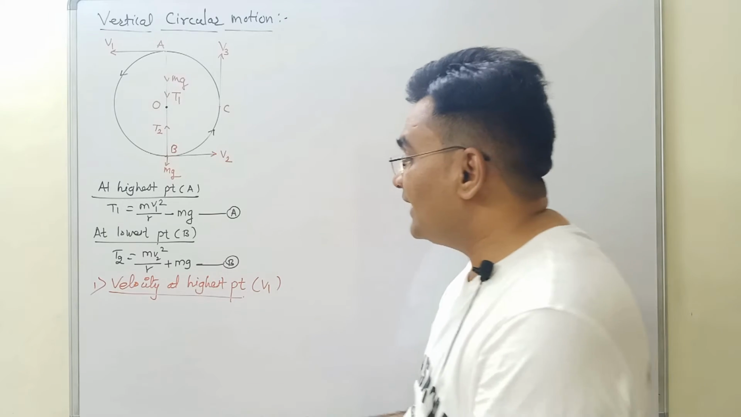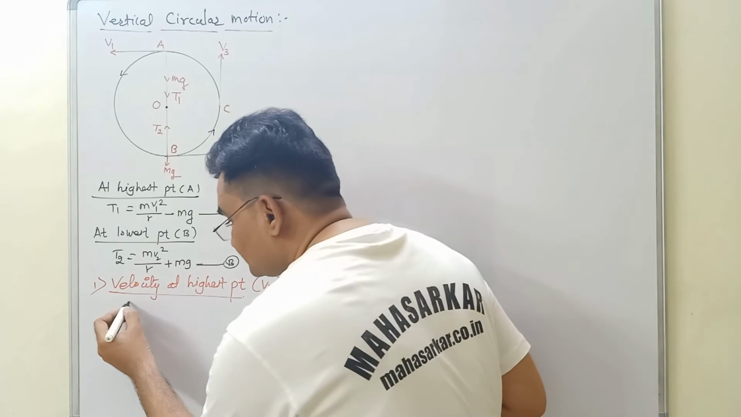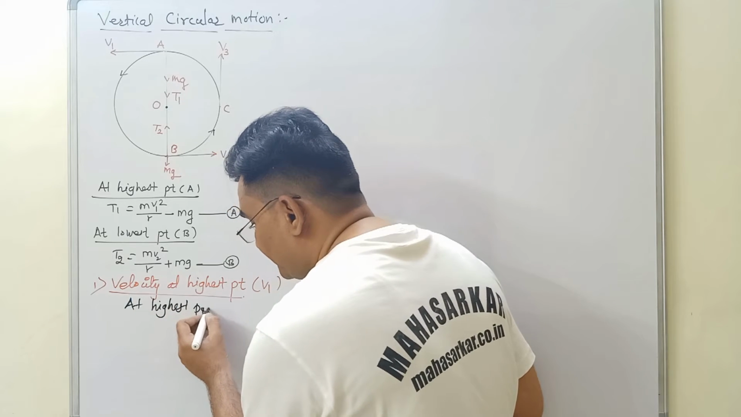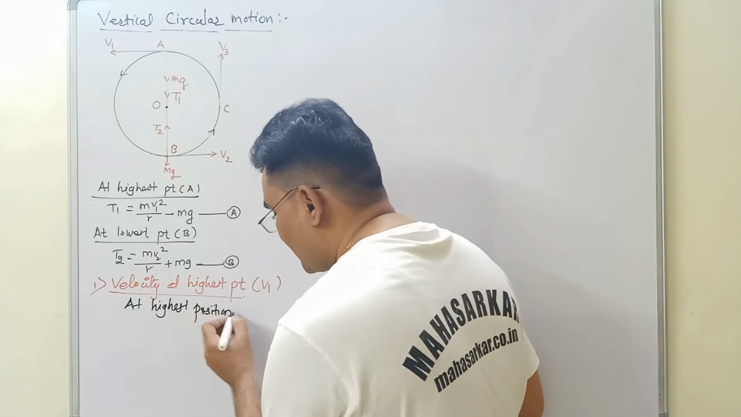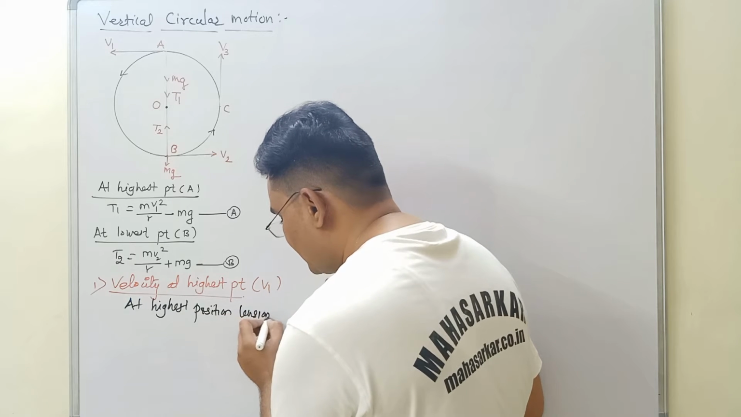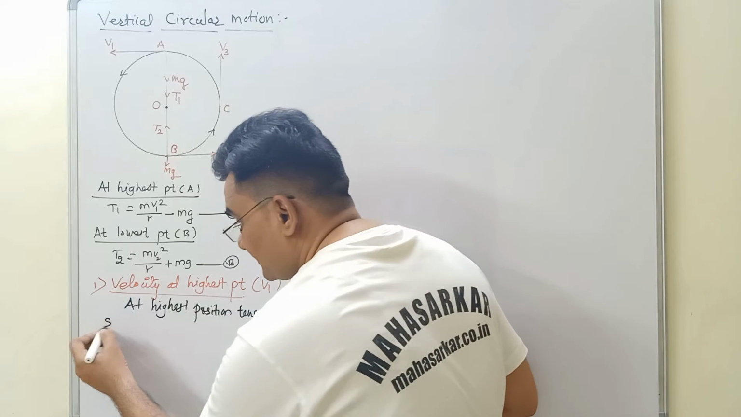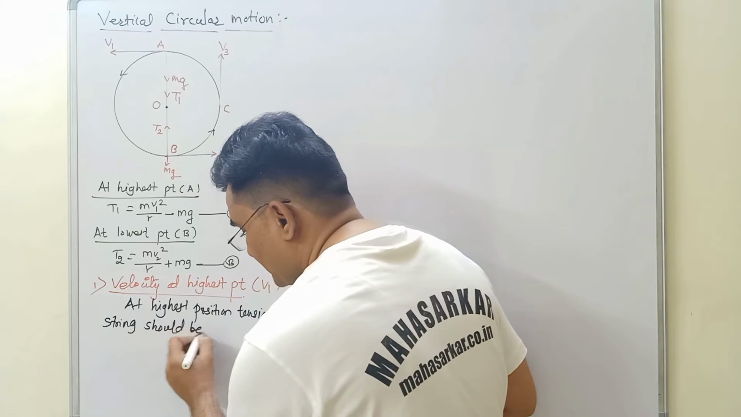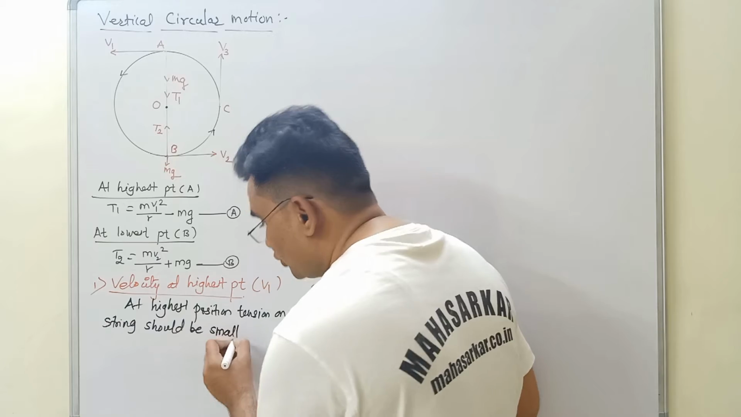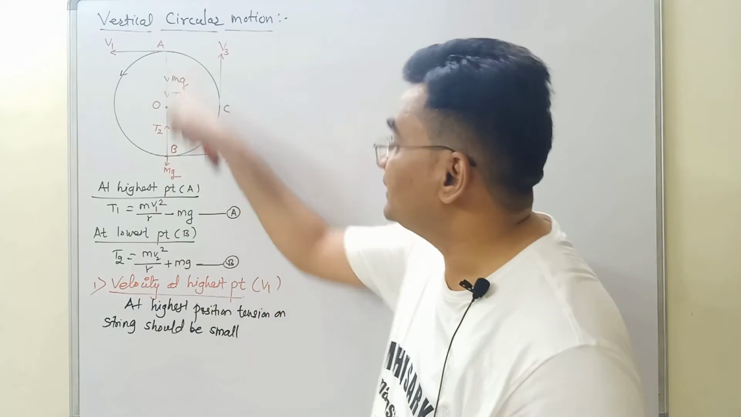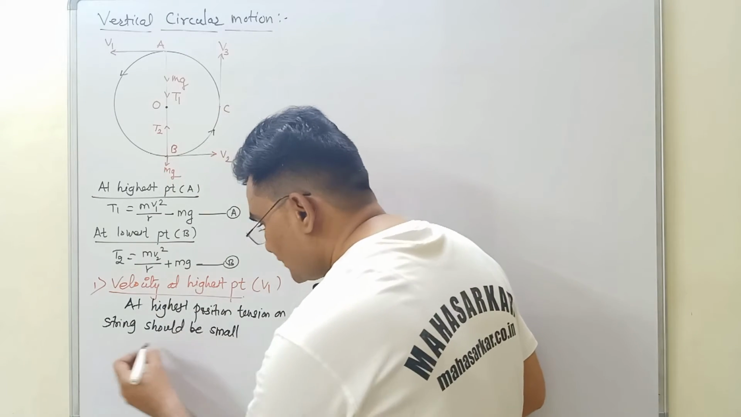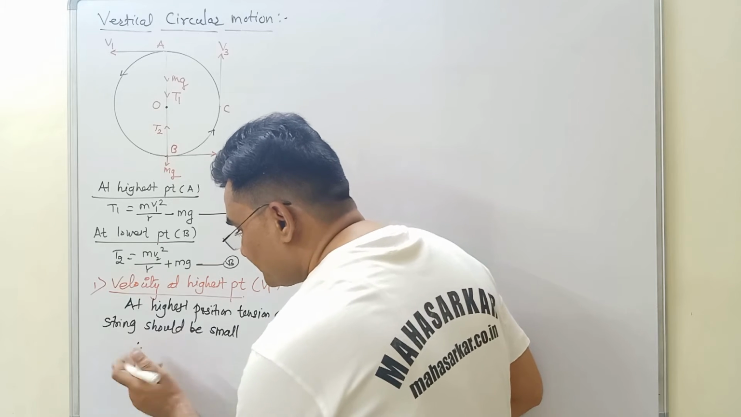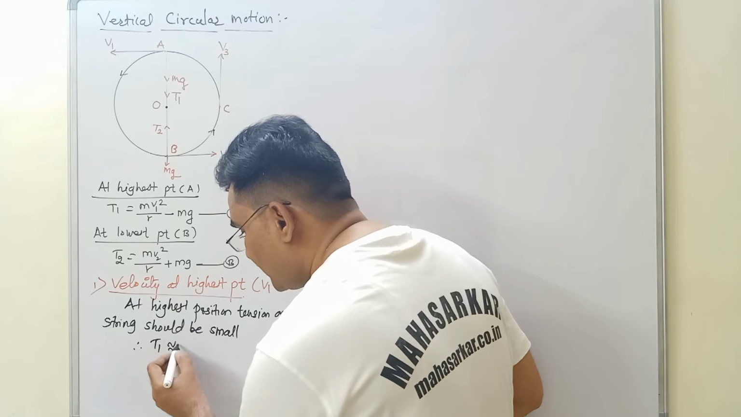So let me write that at the highest position, tension on the string should be small, so as to avoid the flattening of the string. For mathematics, we write small value means very close to 0. So T1 is approximately equal to 0.